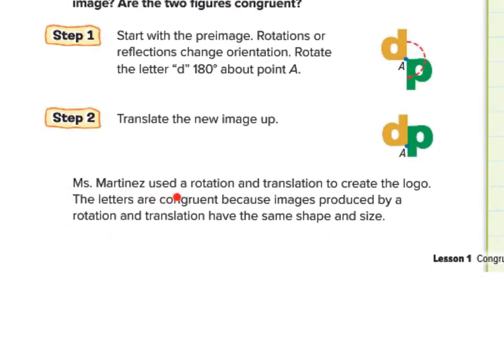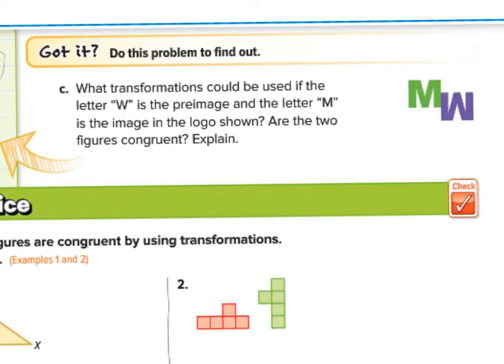So Ms. Martinez used a rotation and a translation to create the logo. The letters are congruent because images produced by a rotation and a translation have the same shape and size. Here we have another logo. It kind of looks like we have M and W. Let's take a look here. What transformations could be used if the letter W is the pre-image and the letter M is the image?